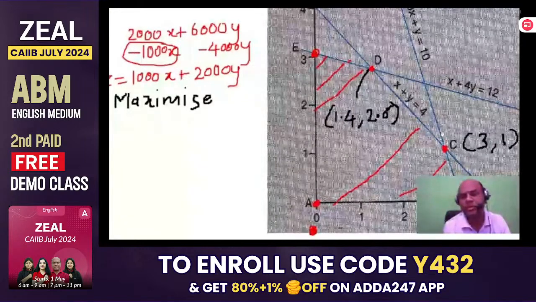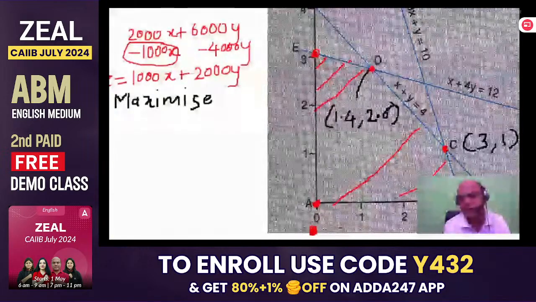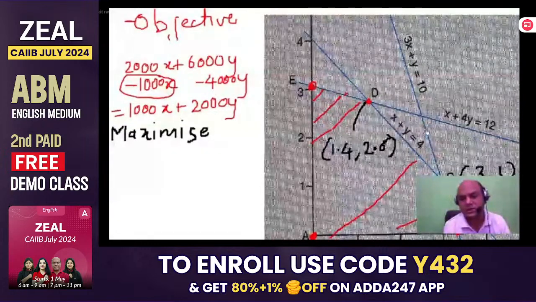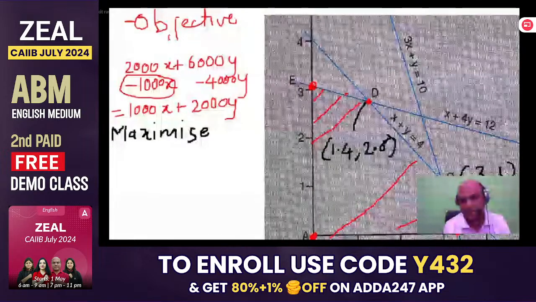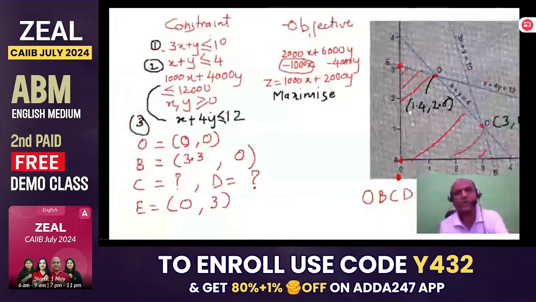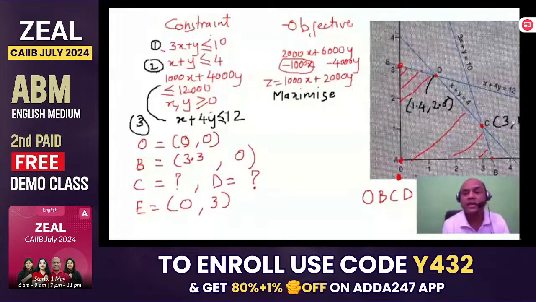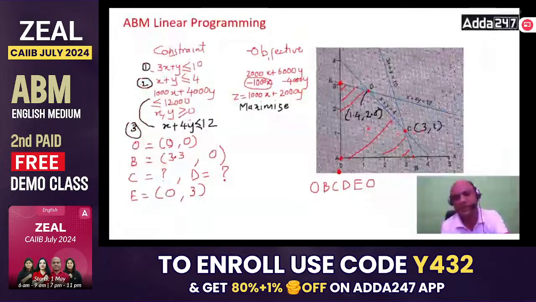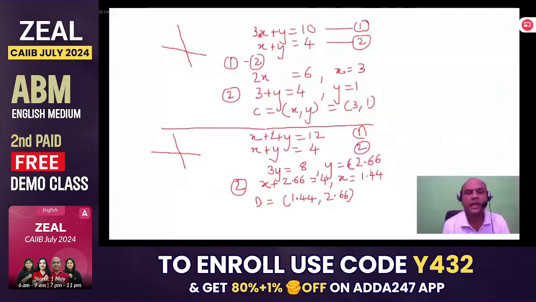How to solve them? To get the C point, we have to solve these 2 equations: x plus y equals to 4 and 3x plus y equals to 10. We have to solve this line and this line. What do I mean by solve it? You had this type of equation in your school and college level, solving line equations. This is line number 1, this is line number 2. We'll solve these 2.